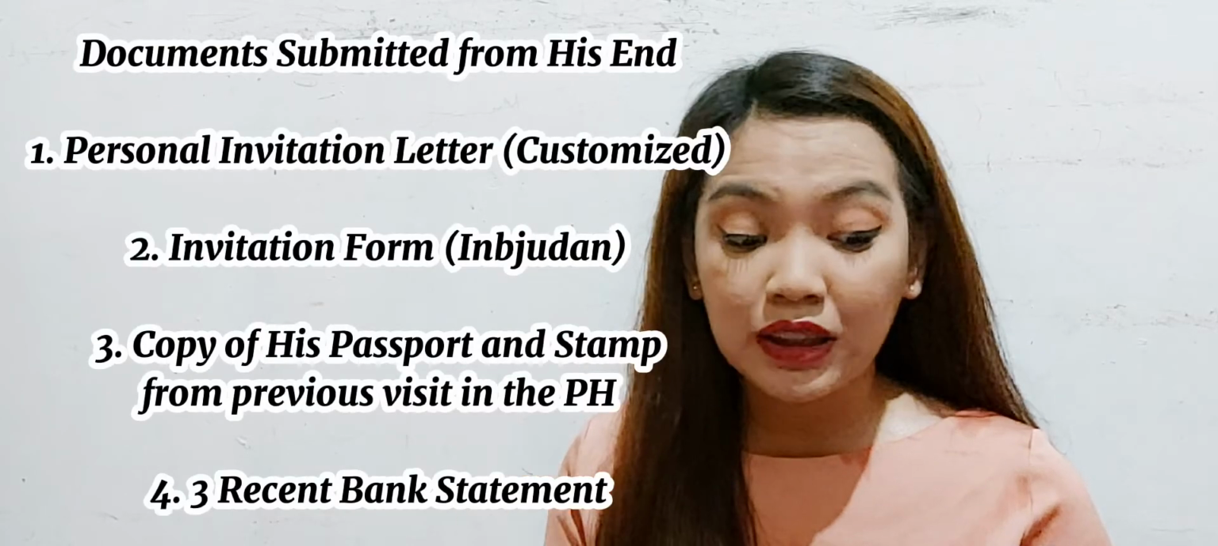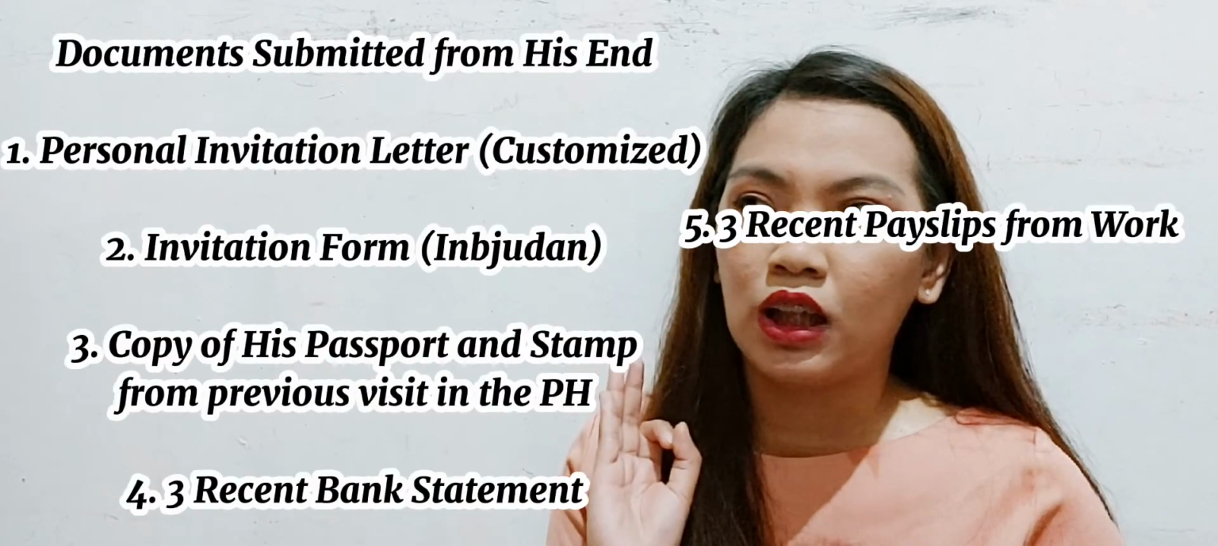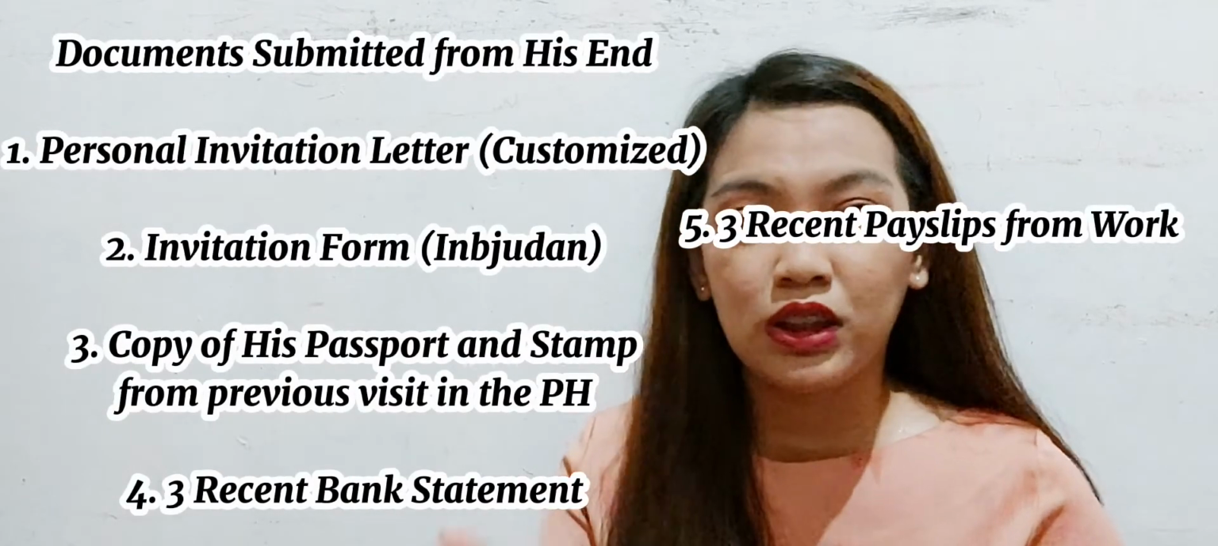Next document would be bank statements of 3 months. Some people say that it should be 6 months. Some people say it should be 12. But on our end, we just submitted 3 months of his bank statements. And then the document after that, we submitted 3 months worth of his most recent payslips.